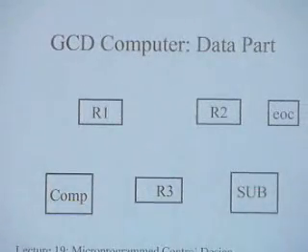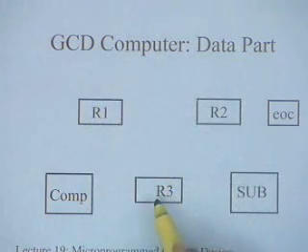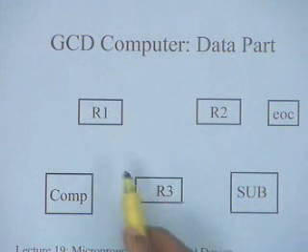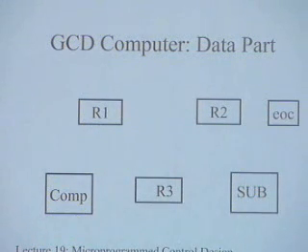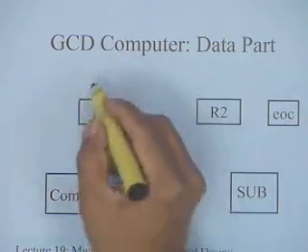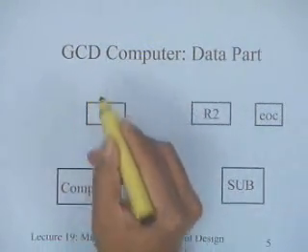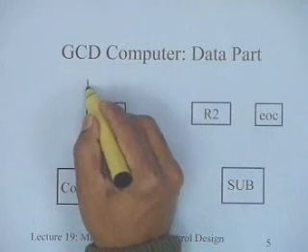I use 3 registers, R1, R2, R3. R1 to store the value of X, R2 to store the value of Y, because they are coming from the input, R3 to store the value of Z, a subtractor to perform the subtractions, and a comparator to perform the comparisons. So now as far as the control signals are concerned, let's look at the control signals.